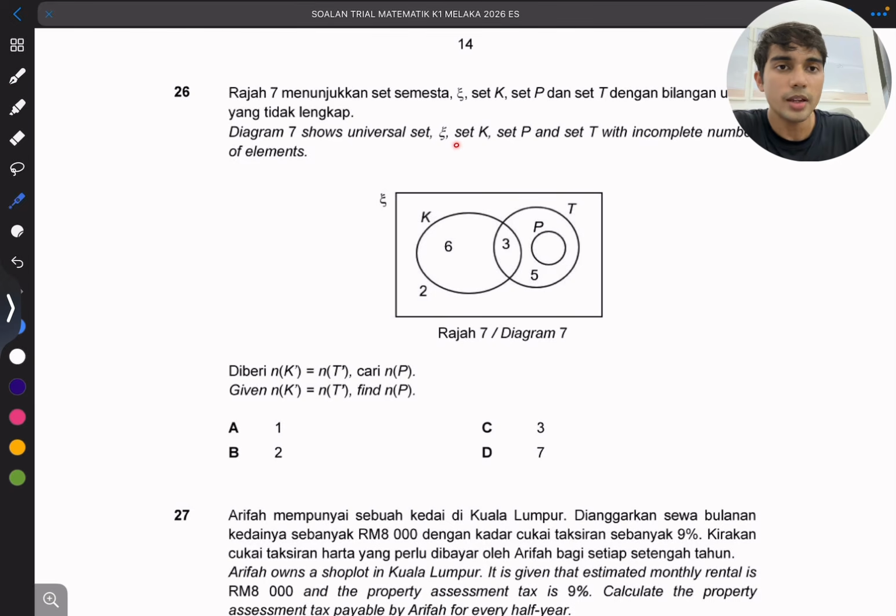26. Diagram 7 shows the universal set K, set P and set T with incomplete number of elements. Given that n(K') is n(T'). Okay.